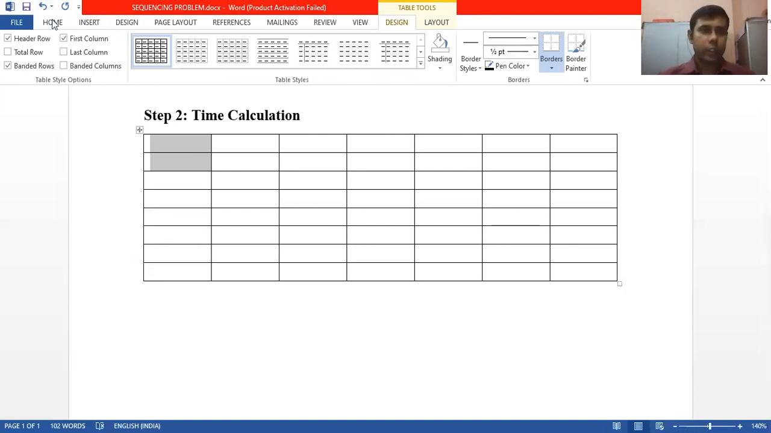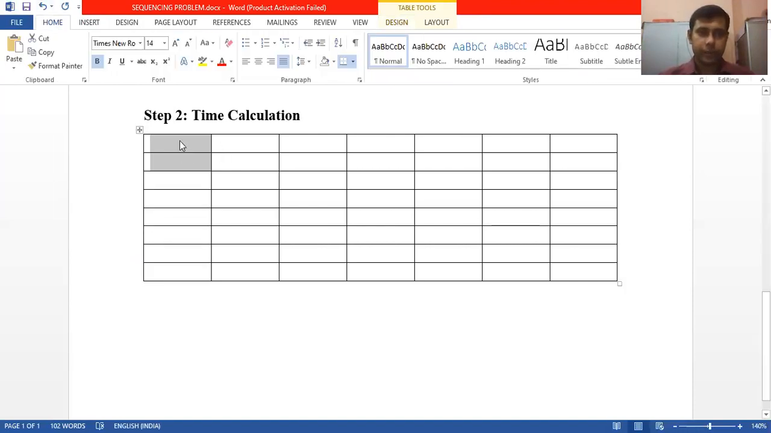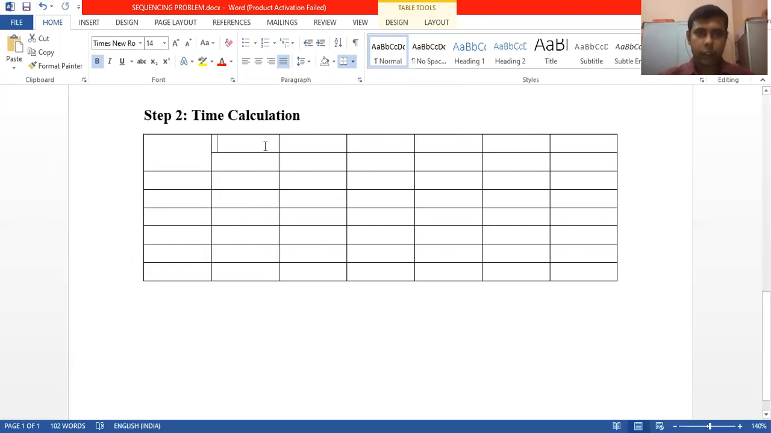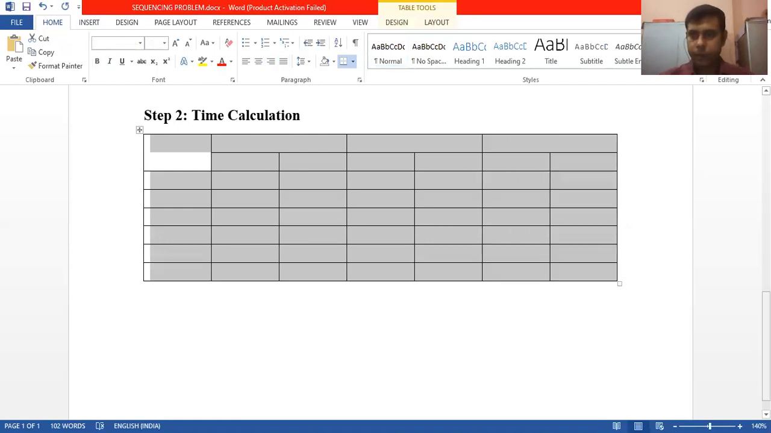Just merge this, merge cells. I'll merge these two, merge cells. And let me put everything into center position.